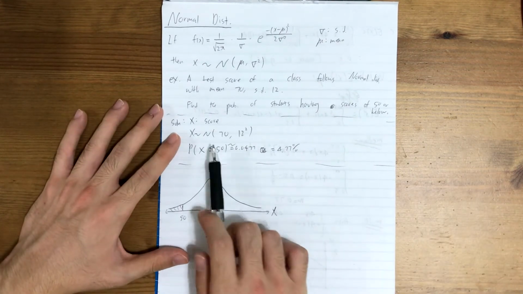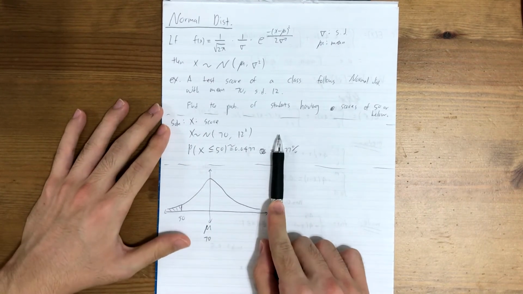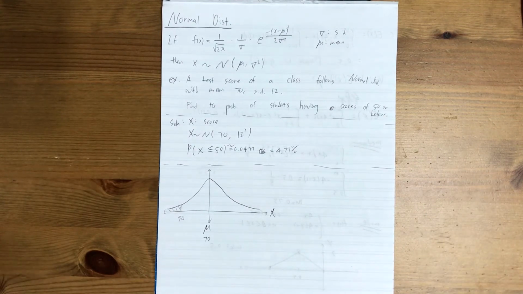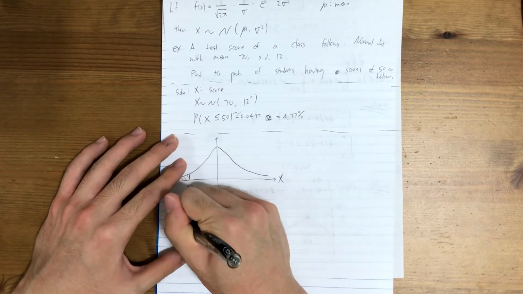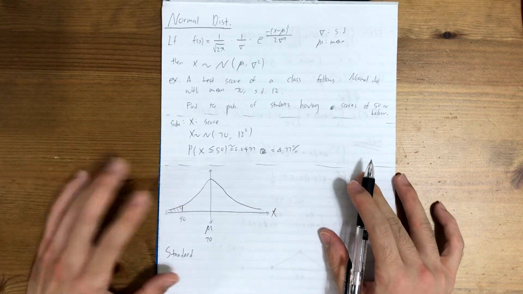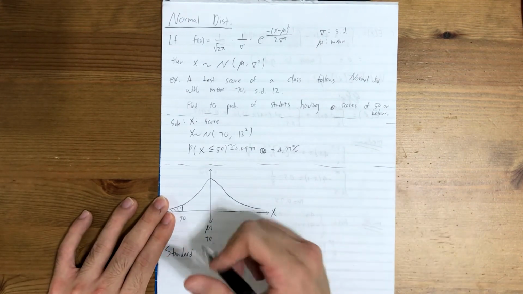Also note that this is symmetrical. So that's 0.5 and that's 0.5. So, for normal distribution, this is it. But you have to use another form of normal distribution called the standard normal distribution. What that means is that basically we're standardizing every random variable that can be modeled as a normal distribution.